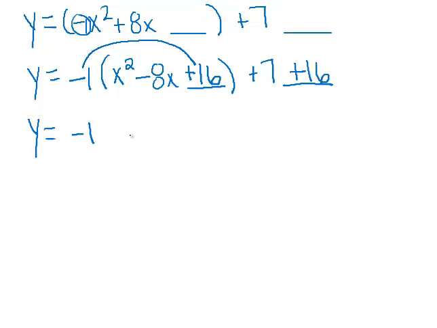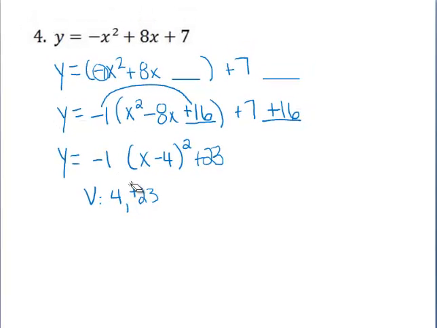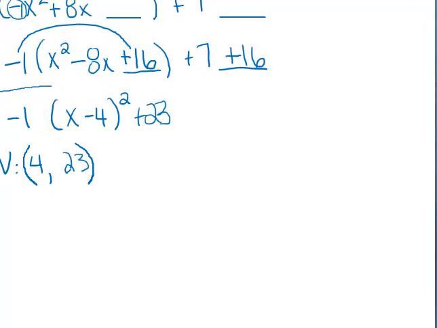So y equals negative 1. It's going to simplify as x. Half of negative 8 is negative 4, and then that's quantity squared. And then 7 plus 16 is plus 23. Sorry, I missed my 2 there. And that is the equation. So your vertex is going to be positive 4, positive 23. Don't know why I just did that. Let me erase that. Okay, and then let's put parentheses around the vertex right here. And so I am done. It's as easy as that.